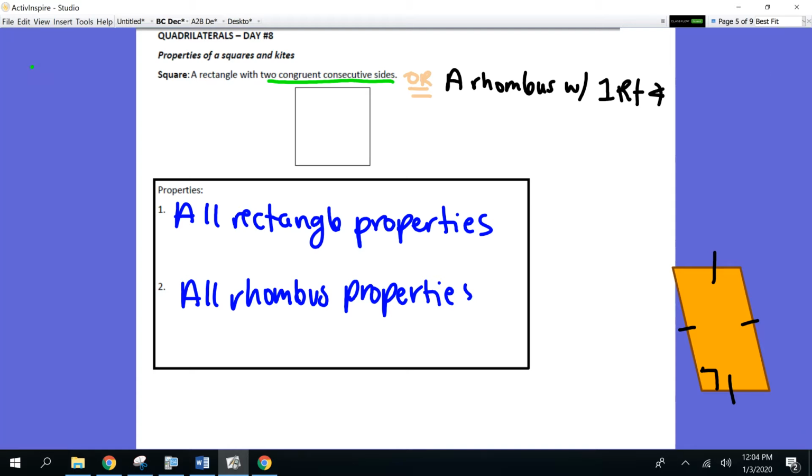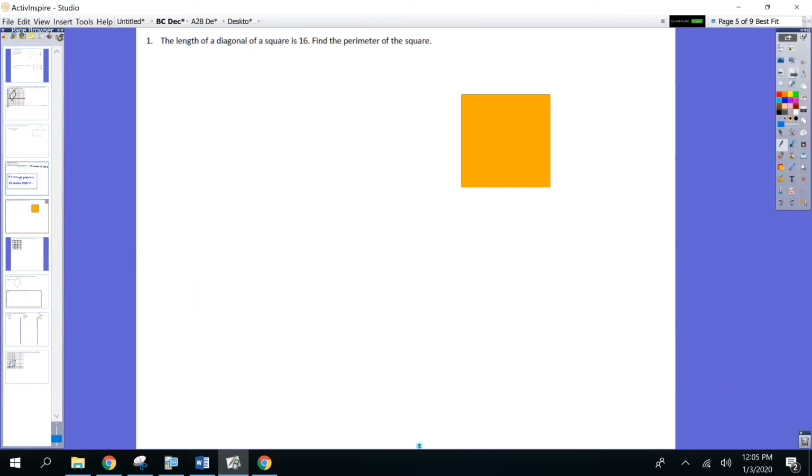But can we use it in an algebra problem? One diagonal is 16. All right. So I got my little square going. 16. What's the perimeter? What did we just mention about the sides? They're all equal. So all you have to do is find one side and multiply it by 4, right? To get the perimeter.